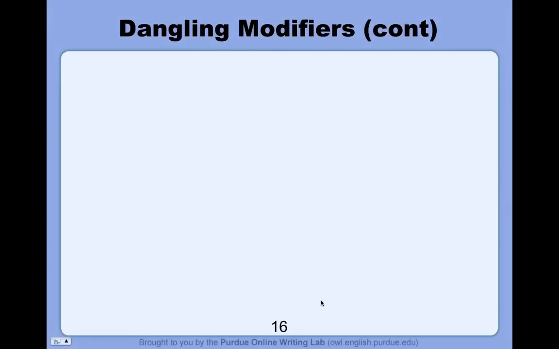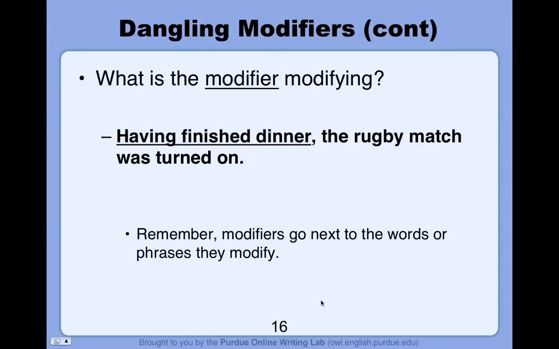Okay? So, what is the modifier modifying? Consider what the underlying modifier describes. It should describe the person who finished eating and turned on the television, but in this sentence, the person is absent. "Having finished dinner, the rugby match was turned on." So the way it's written, the sentence contains a dangling modifier. It sounds like the rugby game just finished dinner. Okay? Remember, modifiers go next to the words or phrases they modify.